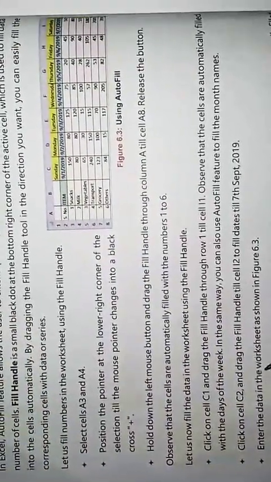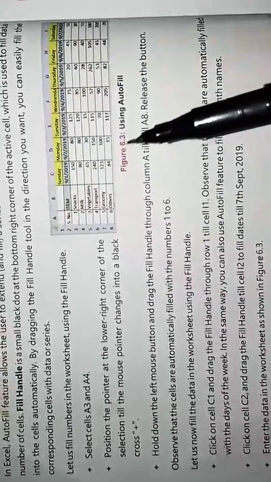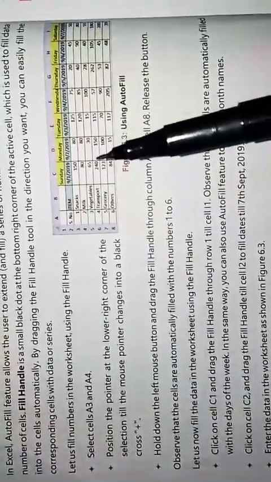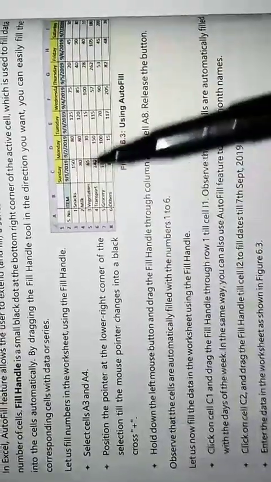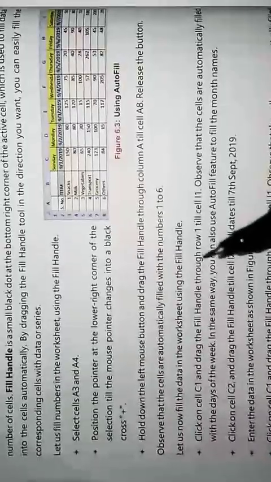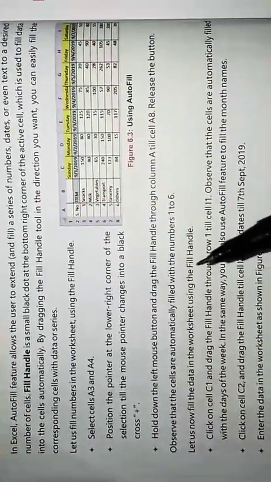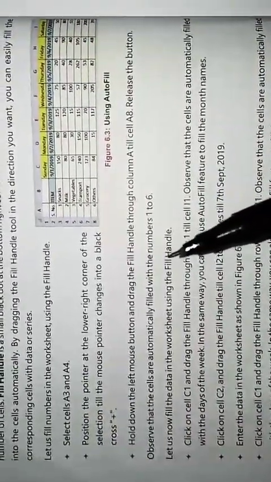Enter the data in the worksheet as shown in figure 6.3. Now you can enter your data according to this table. Understand? You can make your own table at home on your computer by this method. So this is the topic of using the autofill feature. Very interesting topic. You can watch this video to understand it again.